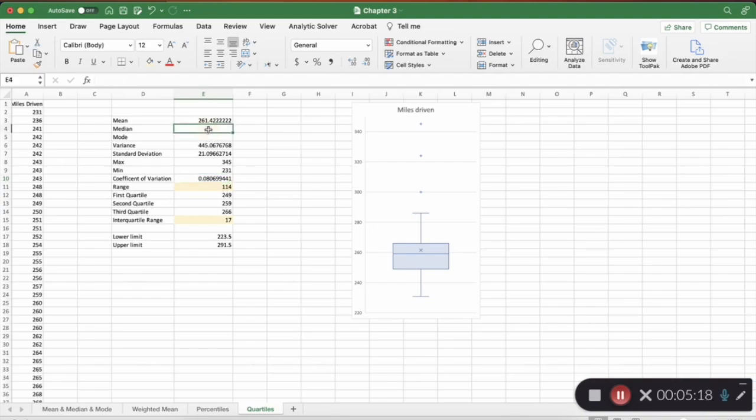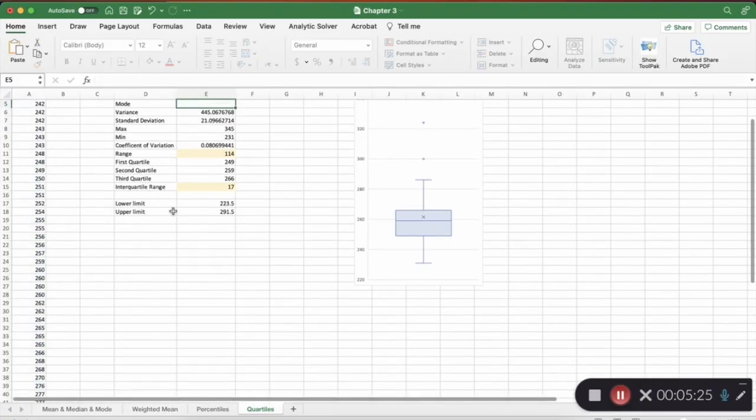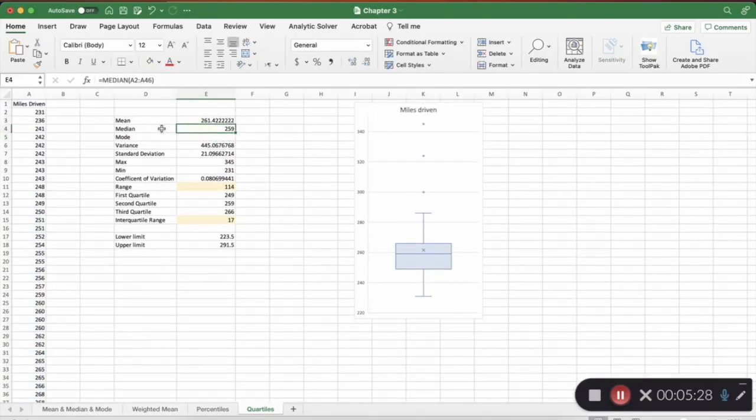If you find the median, you're going to find out that it's almost the same as what? The second quartile. Yeah, so this is everything about finding the measures of variation. We also talked about the measures of location, and we found the measures of position and center also.